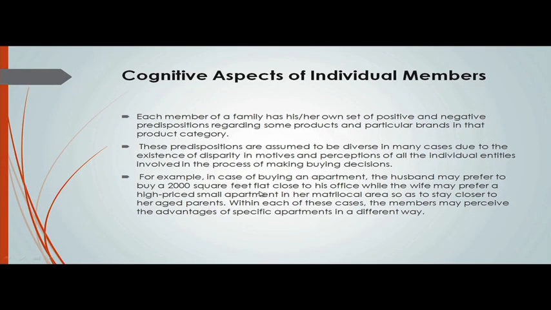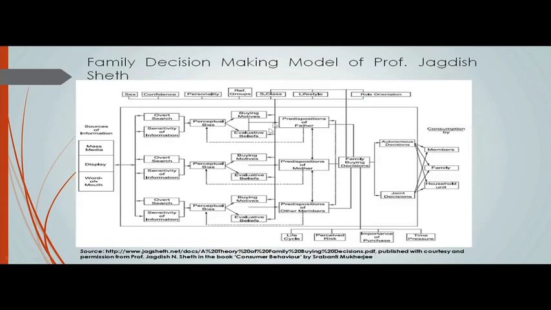There is another example I have cited here, that the husband may like to buy a house of 2000 square feet close to his office, whereas the wife prefers a high price small apartment in her matrilocal area to stay closer to her aged parents. In each of these cases, the members know the perceived advantages and disadvantages of their choice. So, that is how their own predisposition is. These are the advantages and disadvantages they know, and accordingly they will evaluate each of the apartments maybe. And in this case, the buying motive is very clear. For the husband, it was near to office; for the wife, it was close to her parents' residence.